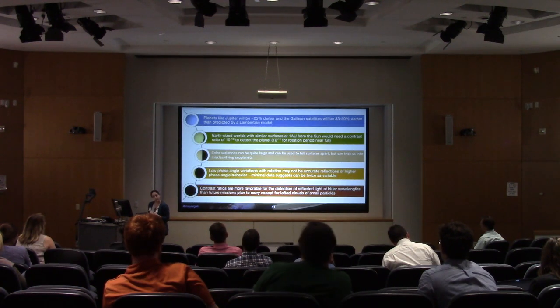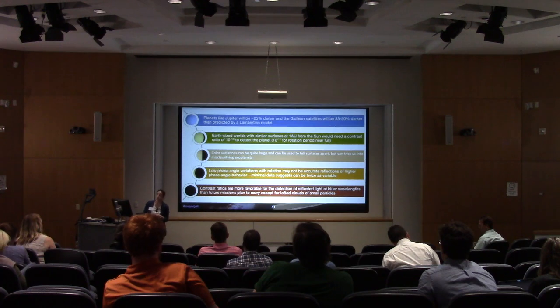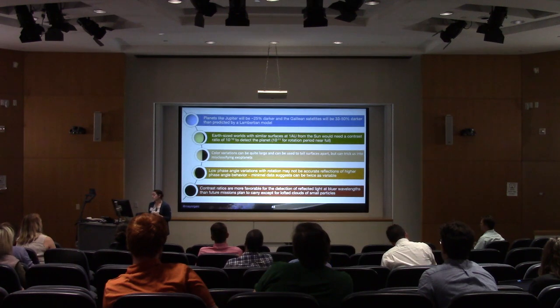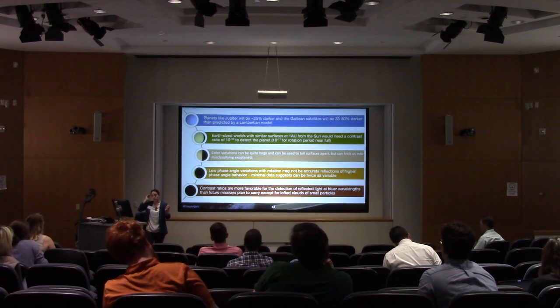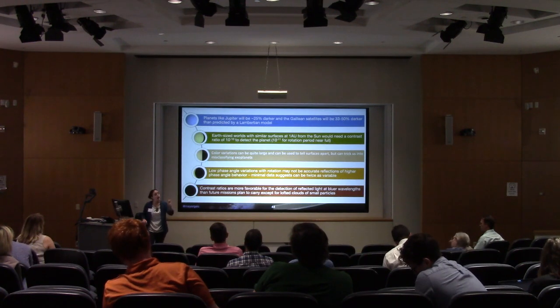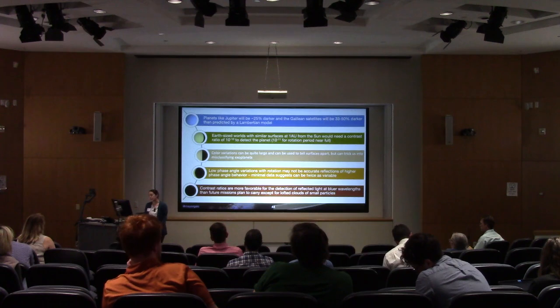There is some hint in my minimal data that these rotational variations are proportionally larger at higher phase angles, but I need more data in order to say that actually is true. And contrast ratios are more favorable for the detection of reflected light at bluer wavelengths, which is something that we could lose in future missions, unless we have basically the golden case of a Neptune very, very close to its host star, commonly M dwarfs in these surveys, with very small, high lofted cloud particles. That's what you're going to get. Thanks.